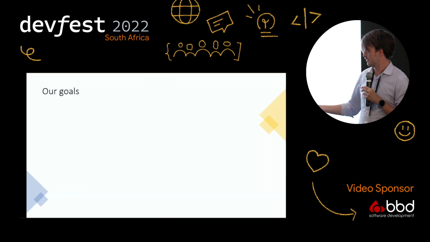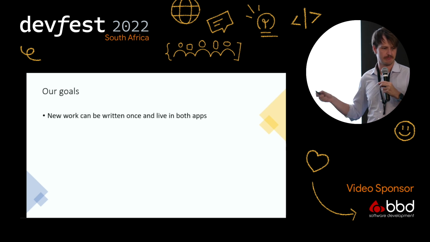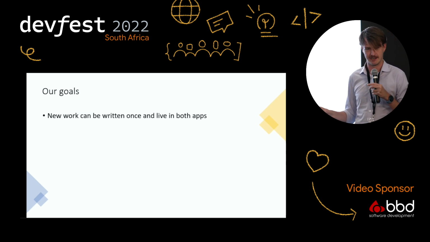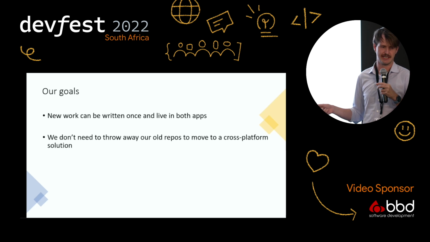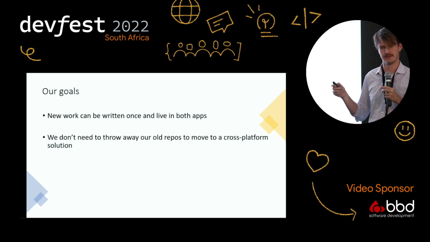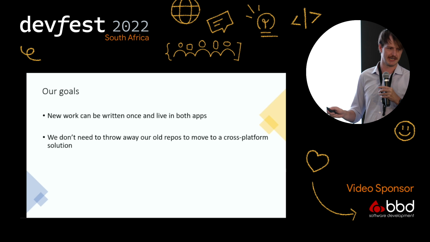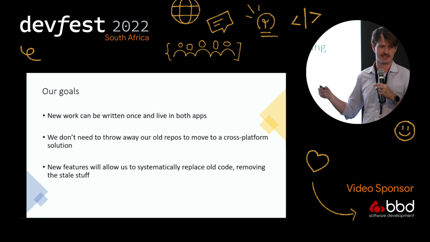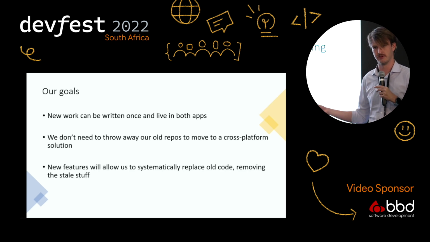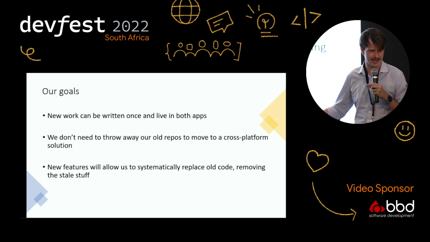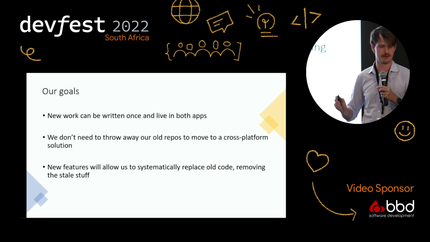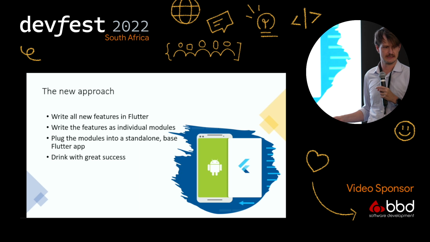We're hoping that by doing the strangling approach, we can write code once and have it work on Android and iOS. We don't have to start again to move to Flutter, so we don't have to rewrite our apps from the beginning. And we'll be able to systematically replace all old code for our customers' benefit. I'm now going to hand over to Mfundo, and he's going to give you a little bit more detail on what we've done.